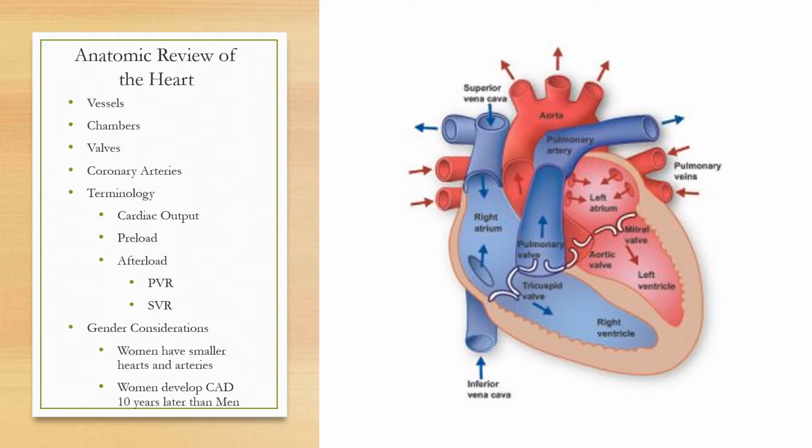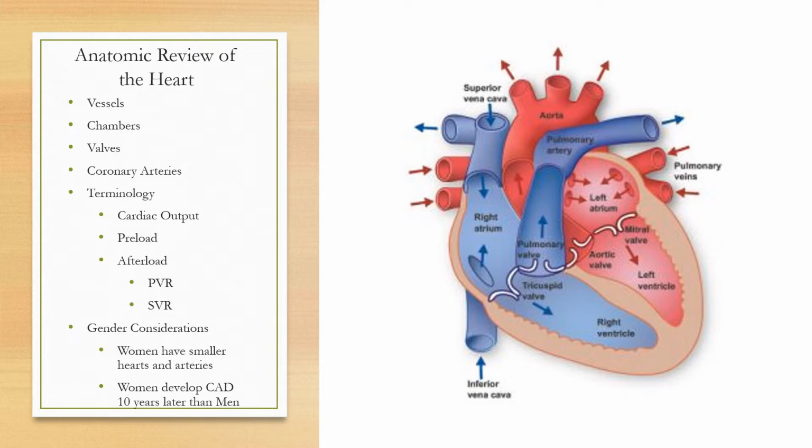Now, you can't see the coronary arteries in this image. Their coronary arteries are on the surface of the heart. So they come off the first part of the aorta, and you have a left coronary artery and a right coronary artery. And then they branch off and go to all the different parts of the heart to feed the heart with oxygen and glucose.